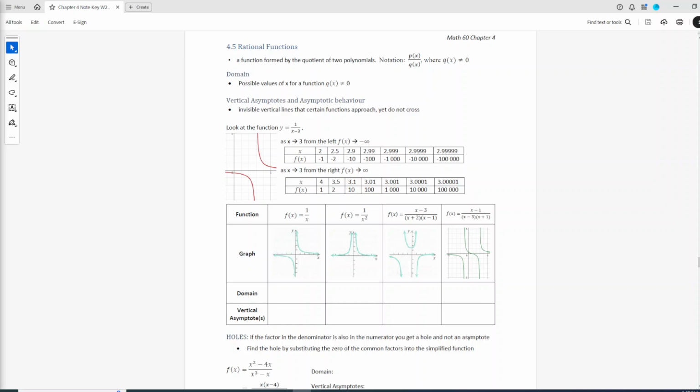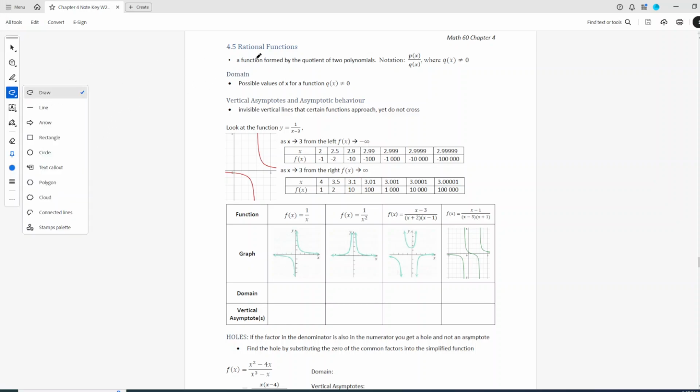So now we're going to move from our conversation about polynomial functions into a conversation about rational functions, and then we're going to tie them both together in 4.6 with polynomial and rational inequalities. So what is a rational function? Well, a rational function is anything that has an x in the denominator.